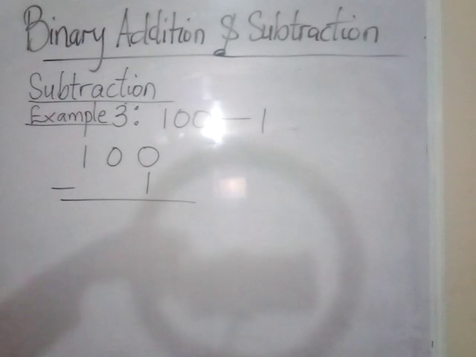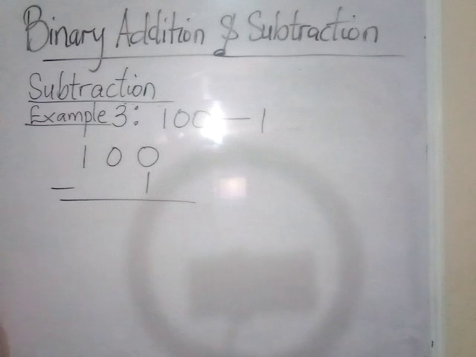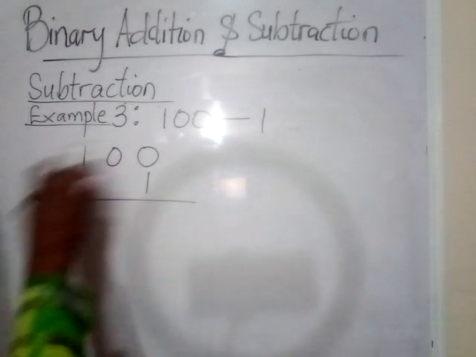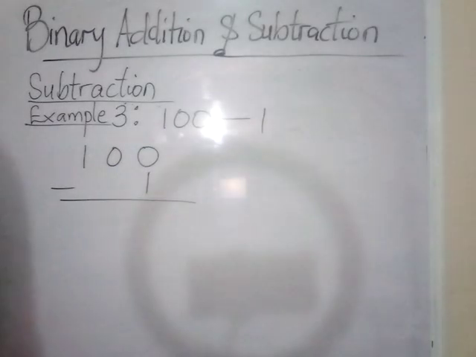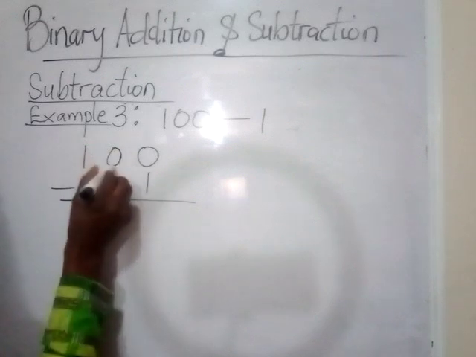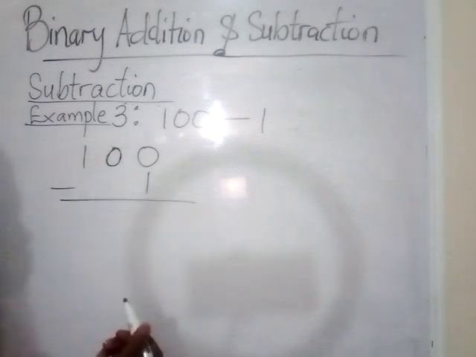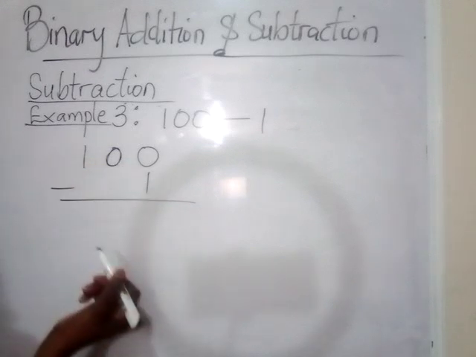So let's take a last example of a binary subtraction. So we have the number 100 minus 1. Okay, so as we can see here, we can't subtract 1 from 0. It will give us a negative number. So what do we do? We go to the next door neighbor. But unfortunately, the next door neighbor has nothing too. It's also 0. What do we do? We walk again.